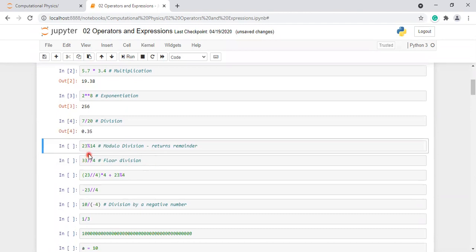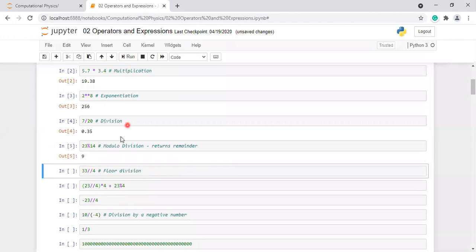And next is the modulo division. This percentage sign is the modulo division operator. And what will it give? It will give us the remainder when 23 is divided by 14. So let us run this cell. It gives the remainder 9. So 23 divided by 14, the quotient is 1, the remainder is 9.